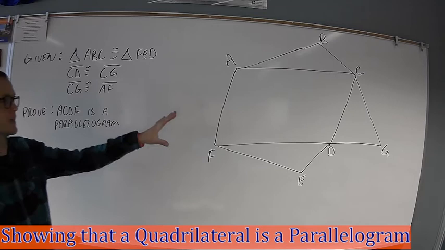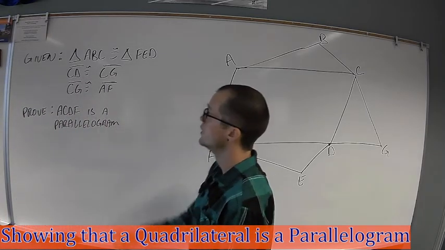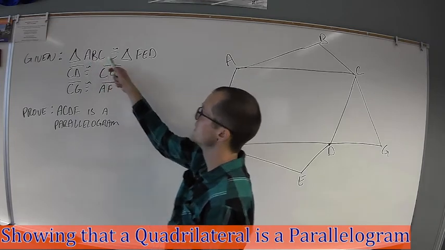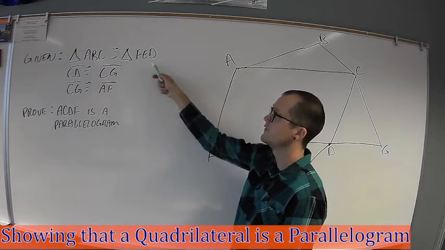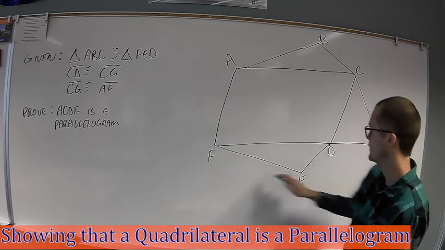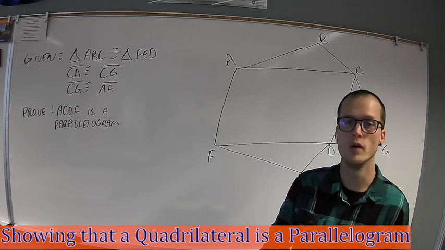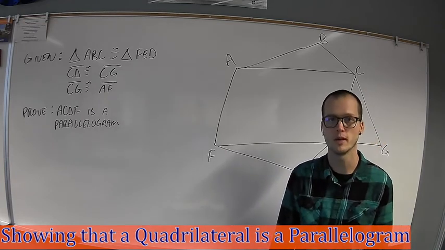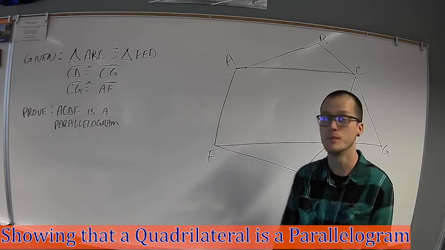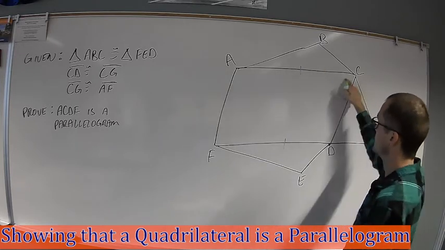Let's mark this up and determine if we definitely have a parallelogram going on. So first, triangle ABC is congruent to triangle FED. Okay, well, we know that if two triangles are congruent, then corresponding parts of congruent triangles are also congruent. That's CPCTC. So that means that this side is congruent to this side. So AC is congruent to DF.